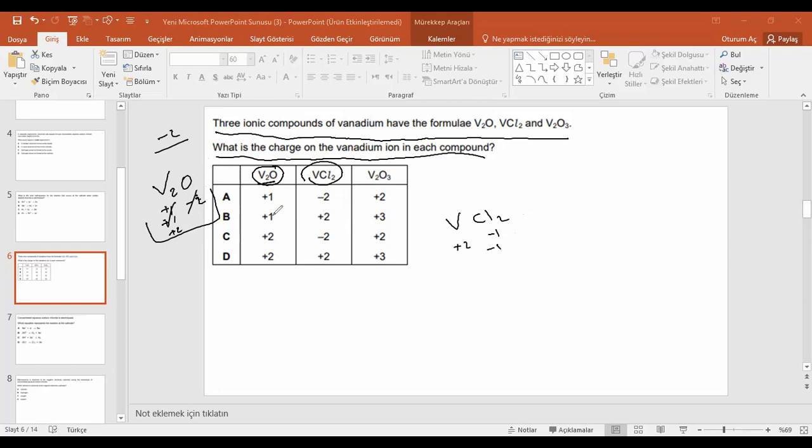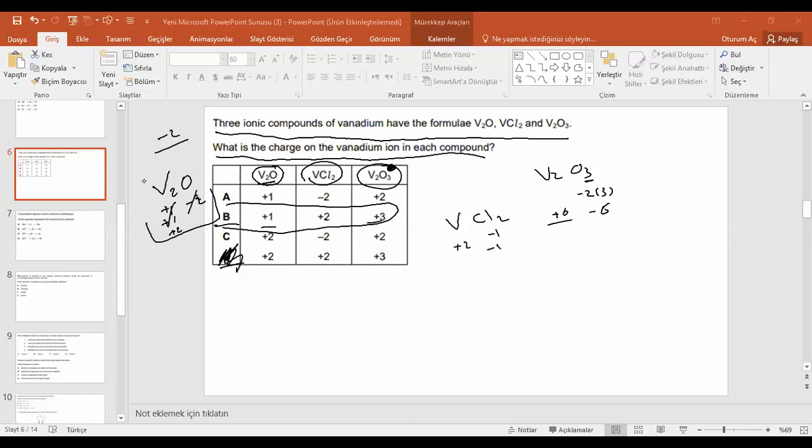So until now, B and D are the correct options. Let's see this one: V2O3. O is always -2. If we multiply it by 3, because we have 3 of them, it will be -6. We must have +6 to achieve 0 charge, so in this scenario V will be +3. Here we have 1, 2, and 3. So the correct option is B. Let's move to the next question.